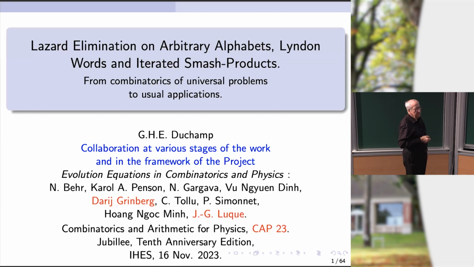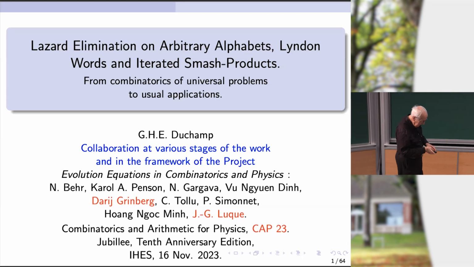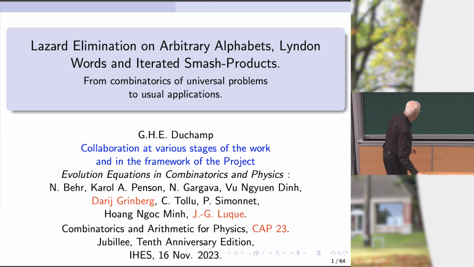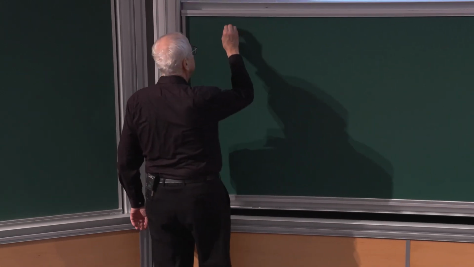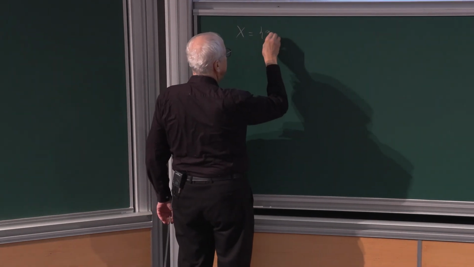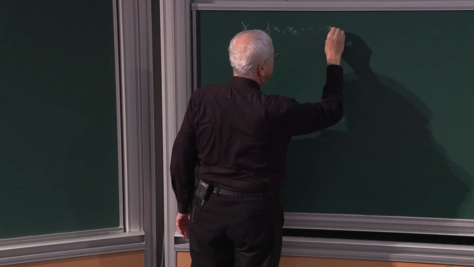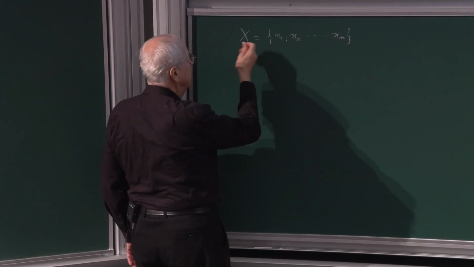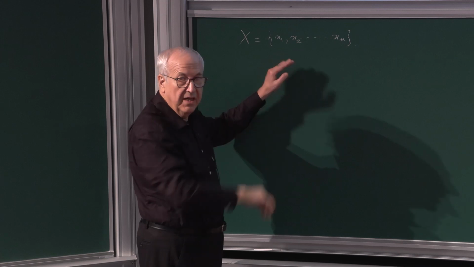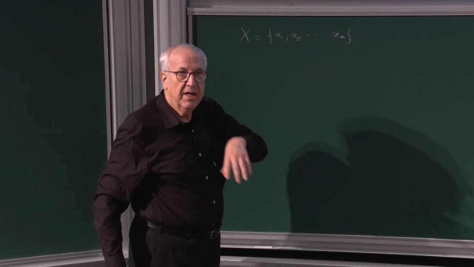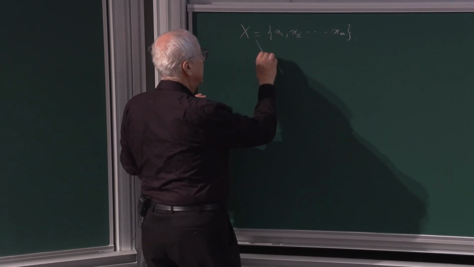This is a combinatorial procedure of dichotomy. If you have an alphabet, you split it in two. You have an alphabet X. If you like finite alphabets, you can dream of this, but it can be finite or infinite. We will see how it can be used for infinite.